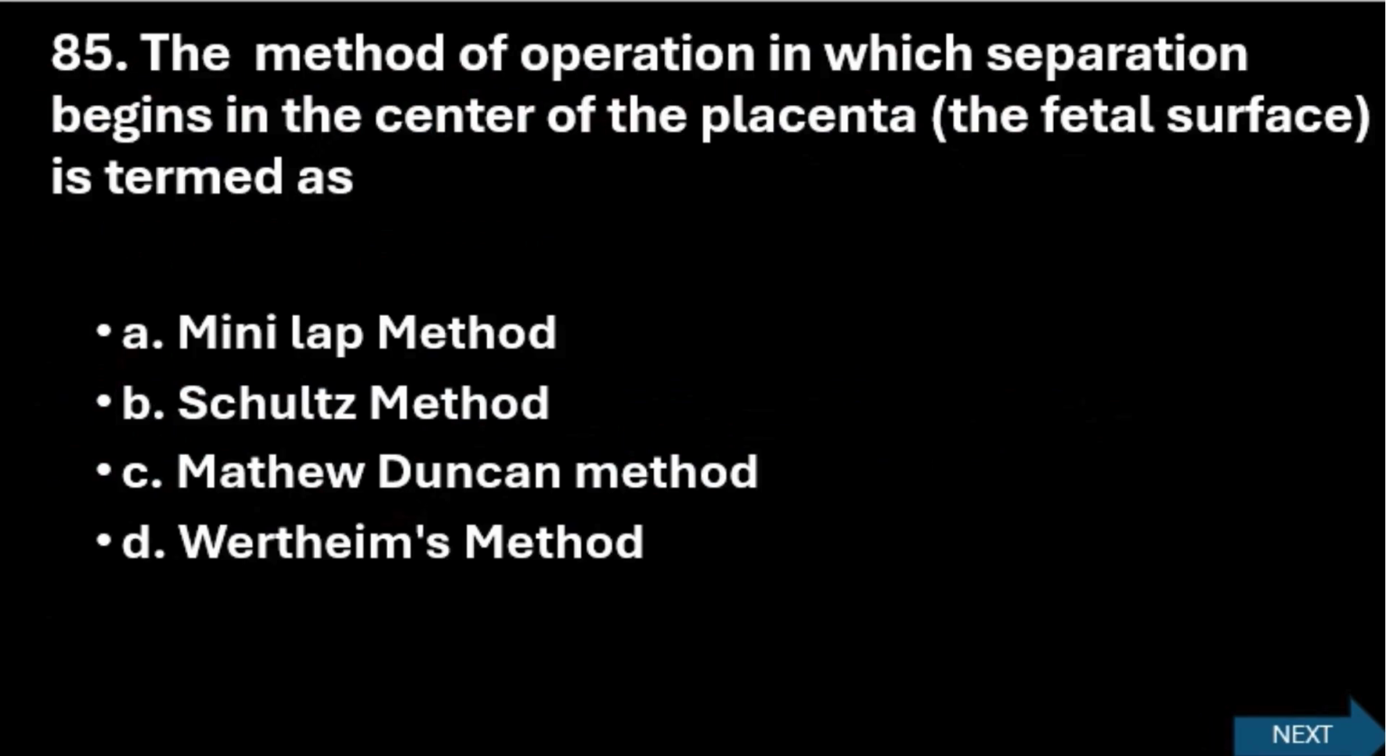Next question. The method of operation in which separation begins in the center of the placenta, the fetal surface, is termed as option A, Mini lap method. Option B, Schultz method. Option C, Matthew Duncan method. And option D, Wertheim's method. The right answer here is option B, Schultz method.